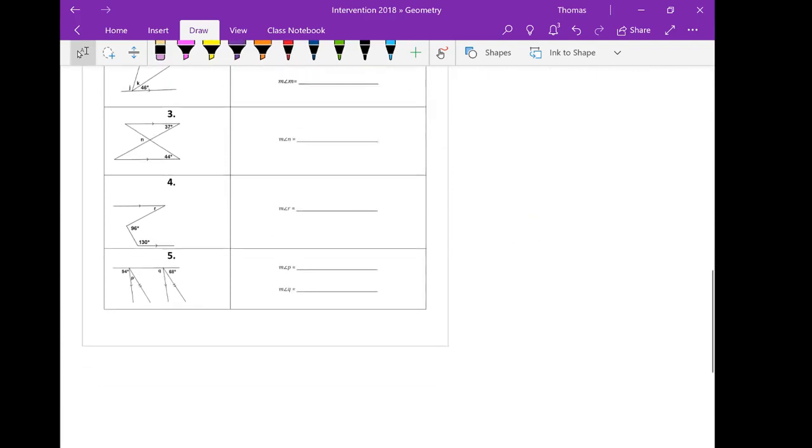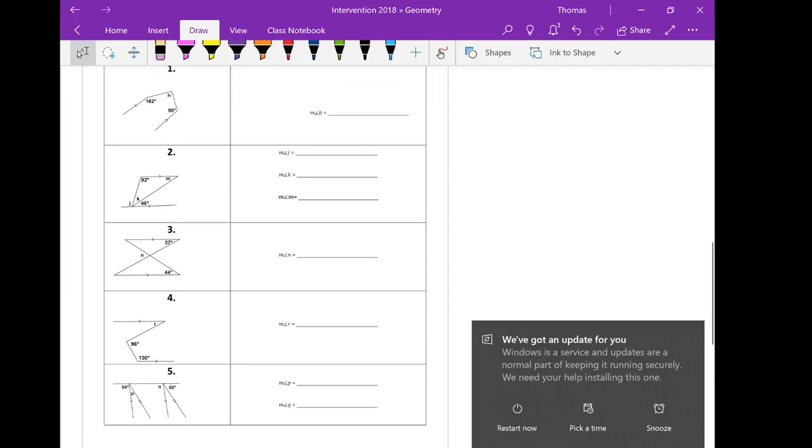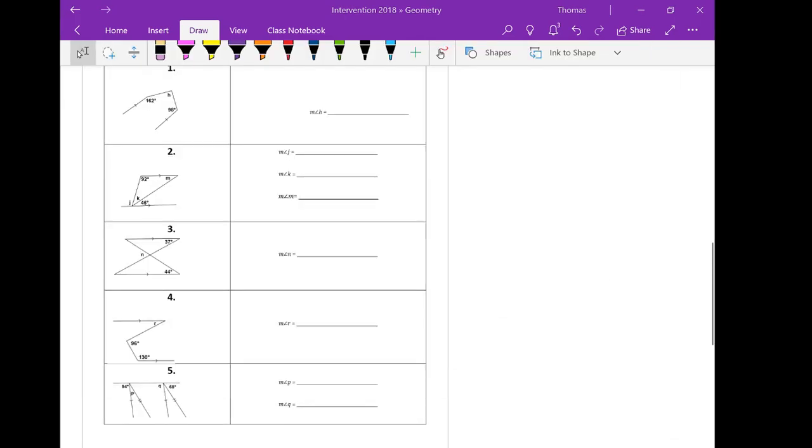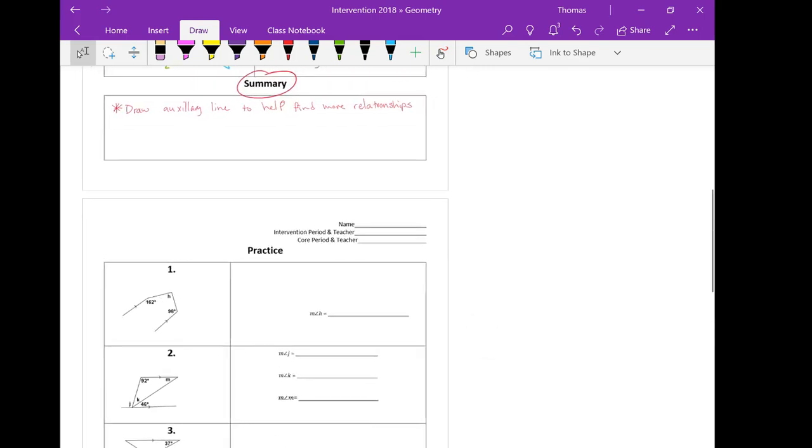Try out these. There's just 5 quick problems on the back. Feel free to work with other people in your class, and also work with your intervention teacher to help you get there.